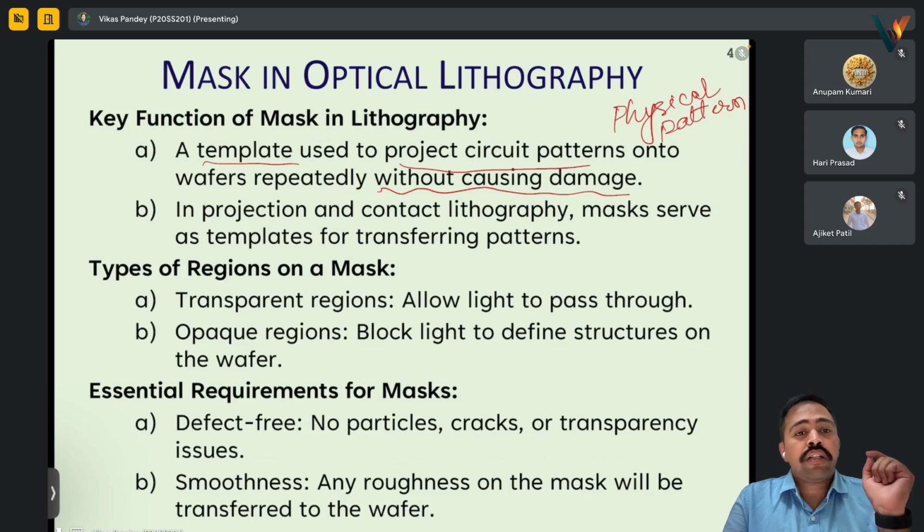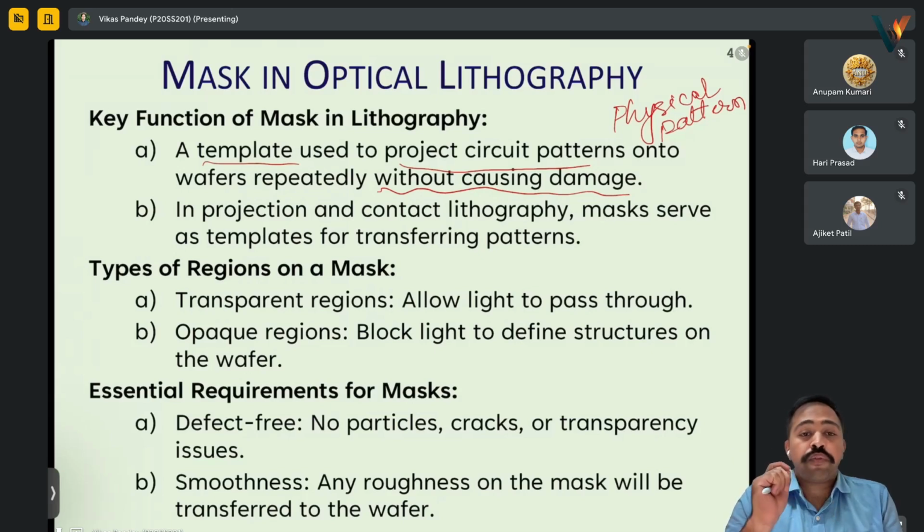What are the types of regions on a mask? I will show you a mask, I have a video of it. There are two regions: a transparent region, which allows the light to pass through, and opaque regions that block light to define structures on the wafer. Whether the structure we want is on the transparent region or on the opaque region will define the type of mask. We'll discuss that as well.